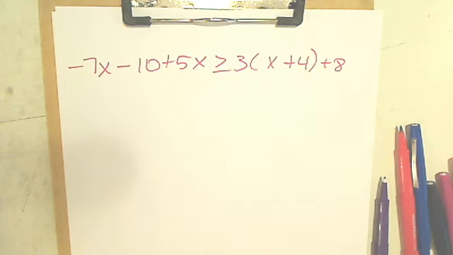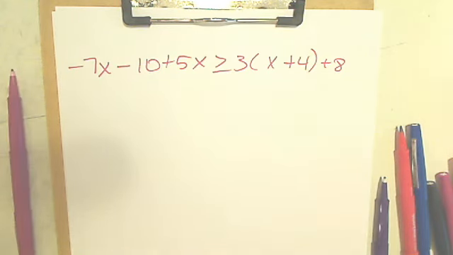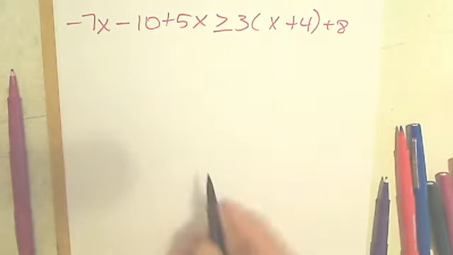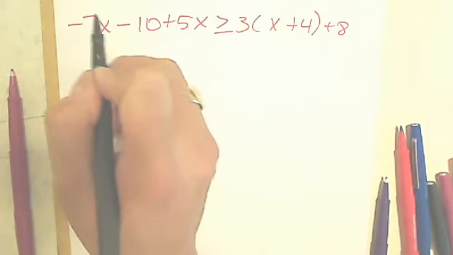So negative 7x minus 10 plus 5x is greater than or equal to 3 times x plus 4 plus 8. Right. So once you copy that, I'm going to work it up here. So I'm not going to say anything. Don't look up then. Okay. Stop.